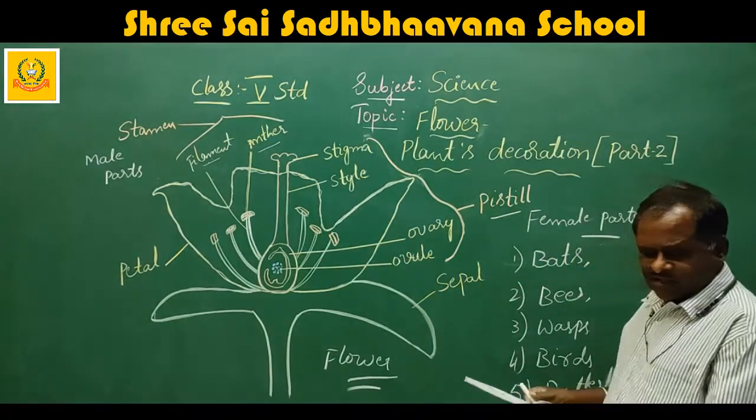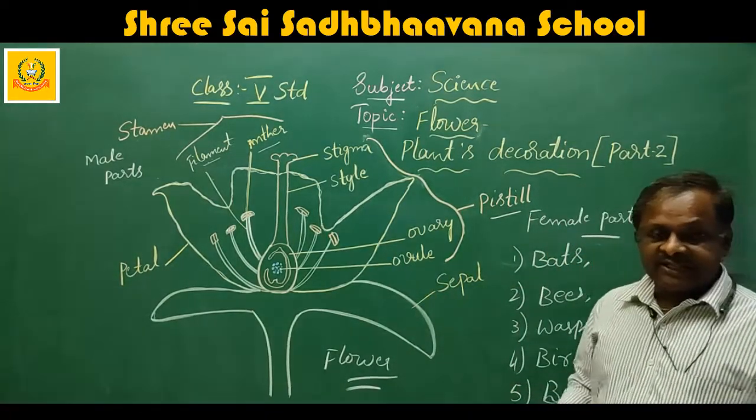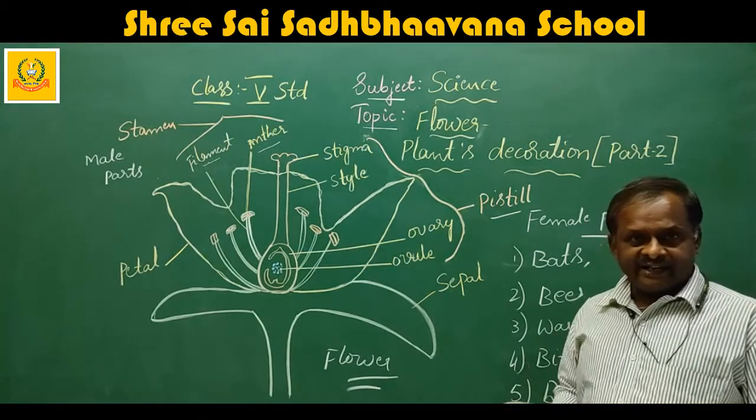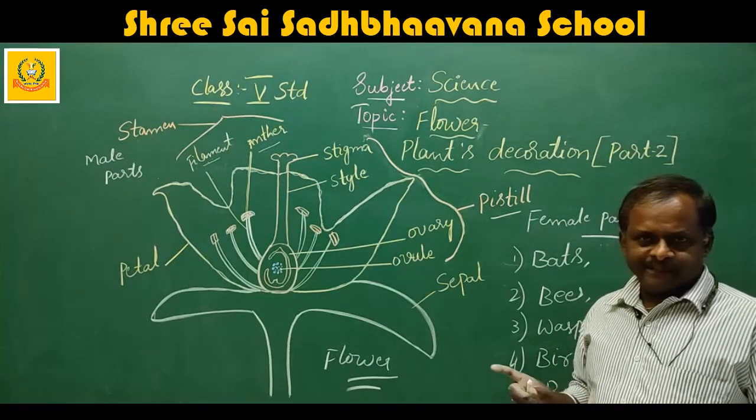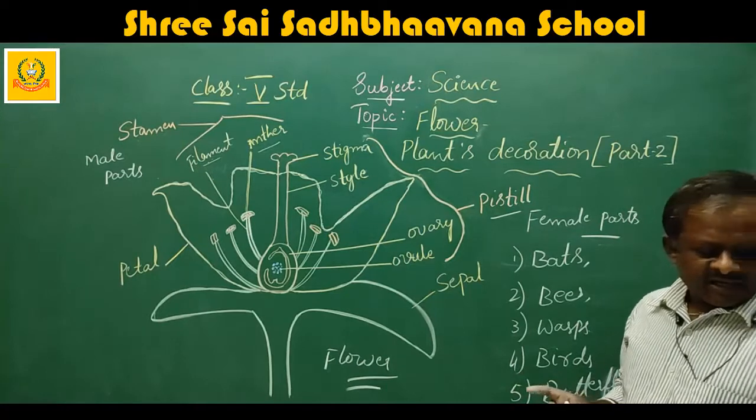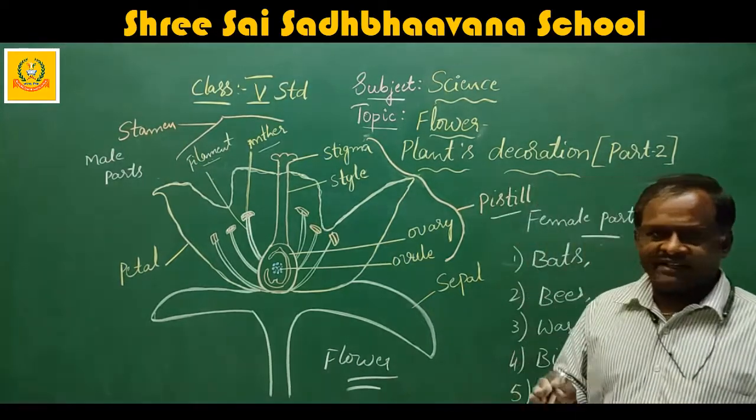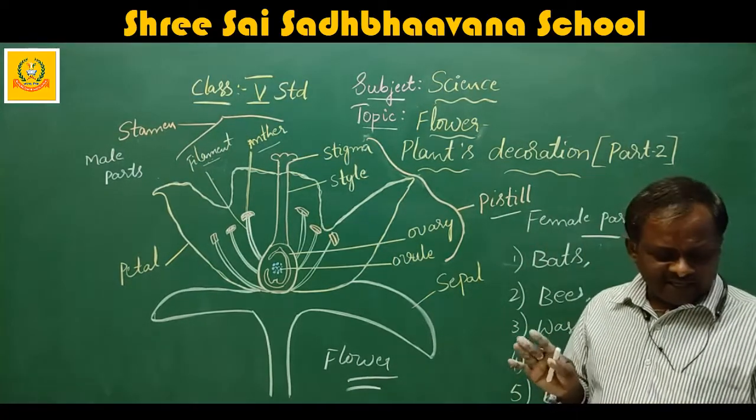Bats, the natural flying mammals. That means they are flying. Bats fly only at night, not in the day. They are natural flying animals.